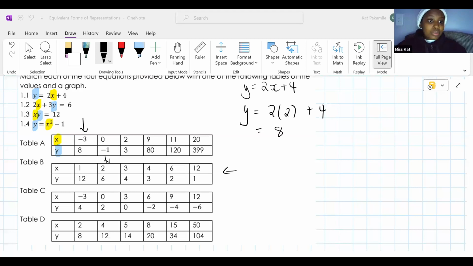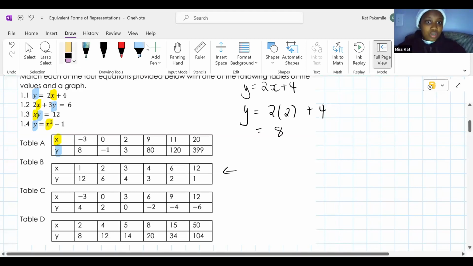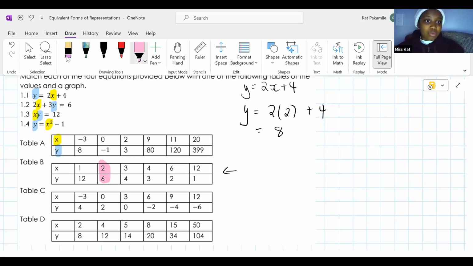We inputted 2, which is over here. Let me highlight it for us. We need to keep track of where we're working. We inputted 2, so we wanted an output of 6, but in this case we got an output of 8. However, there is a table on the screen that corresponds with an input of 2 and an output of 8. Who can tell us which table that is?